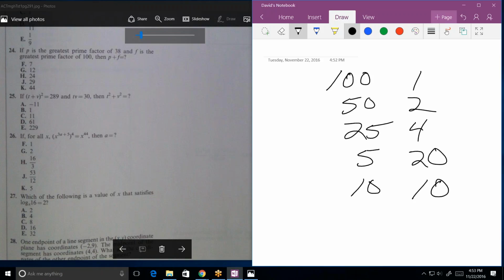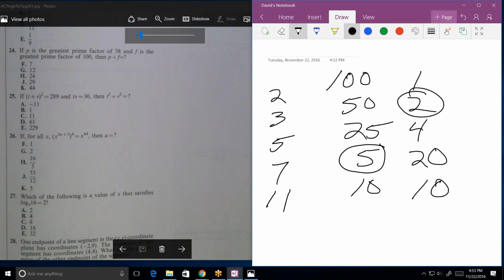So 1 is the greatest prime factor. Wait, no, 2 is. No, I see a 5 there. 5 is greater than 2. Yeah, you're right. In other words, 50 isn't prime, 25 isn't prime, 20 is not prime, 10 is not prime. The only two prime numbers we're looking at on that list are those two. And 1. Actually, 1 is not prime either. Here's a list of primes. 2, 3, 5, 7, 11, and so forth.